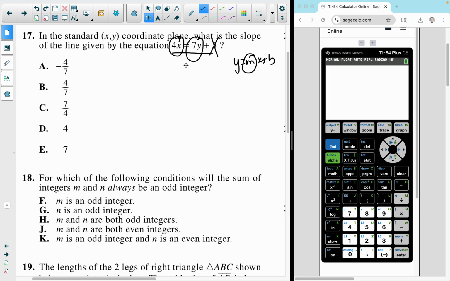The 5 does not matter. So I really have 4x equals 7y. I just need to divide by 7, and I have 4 over 7. Positive 4 over 7 is m.